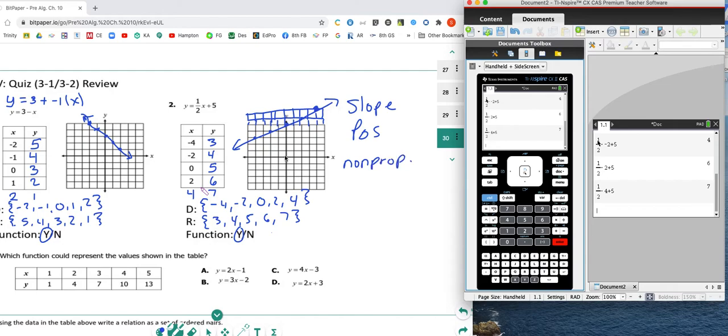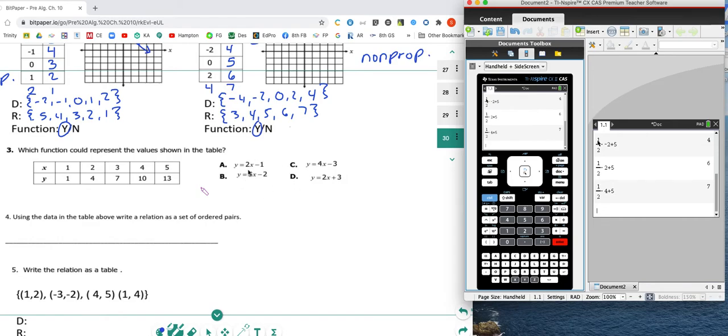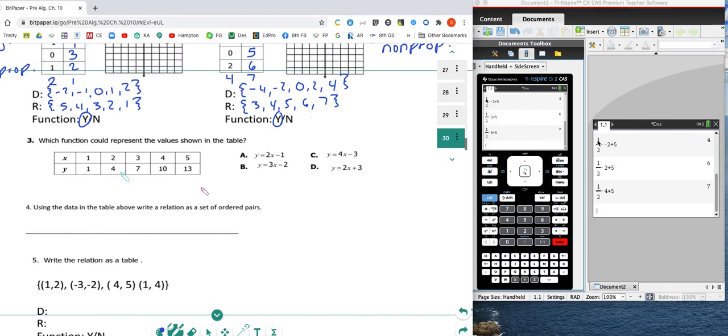All right, now I've given you a table, and now we have to figure out which one of these equations represents this data. So the easiest way to do that is take the equation and start plugging in the values. So if I do 2 times 1 is 2, minus 1 is 1. So that one works. Let's do the next one. 2 times 2 is 4. Minus 1 is 3. So this one does not work because the ordered pair is 2, 4. So A does not work.